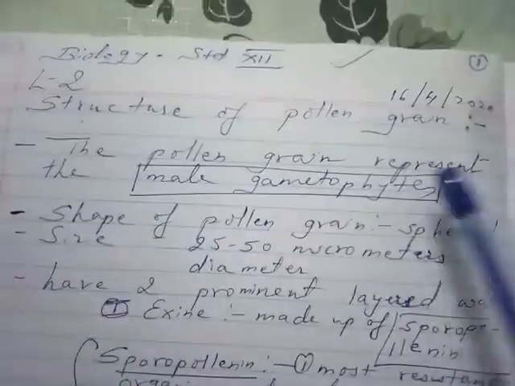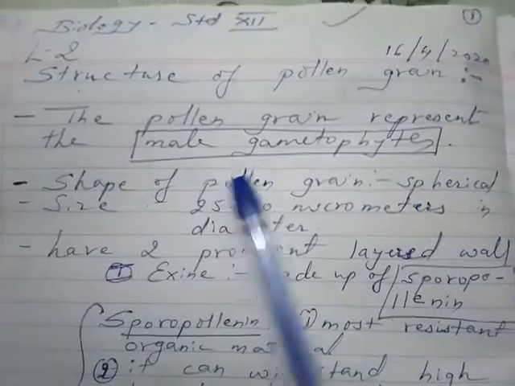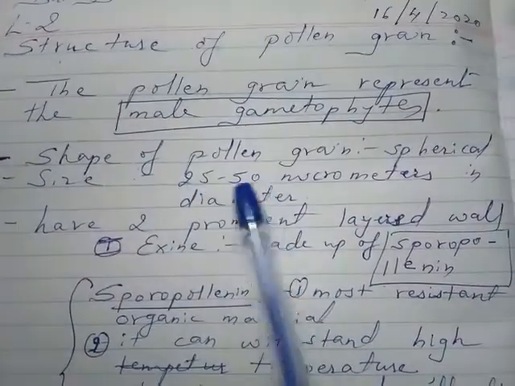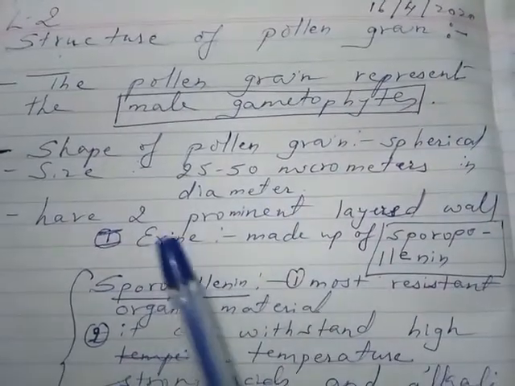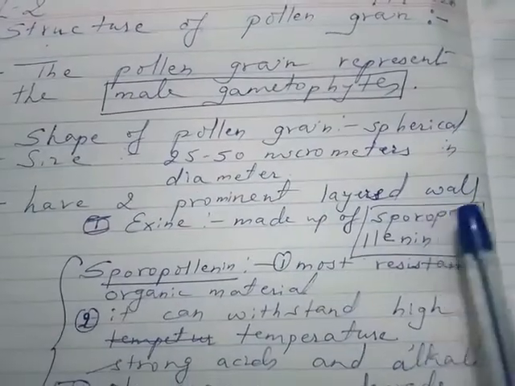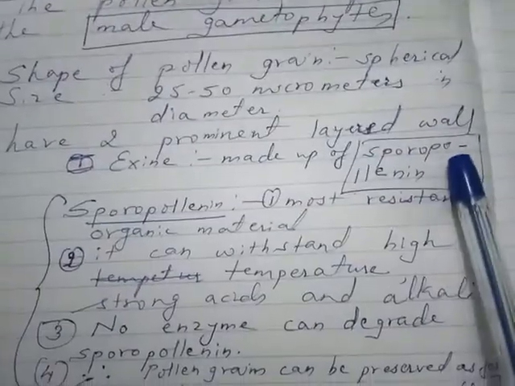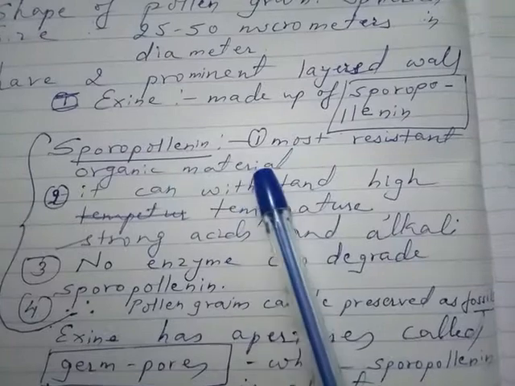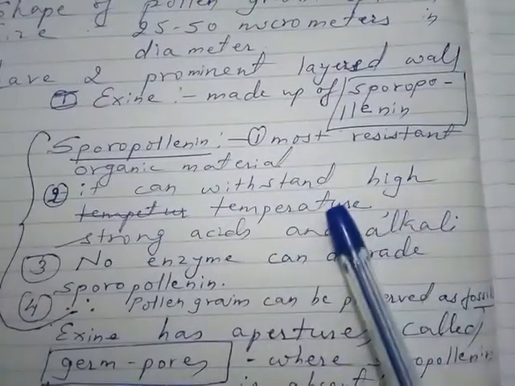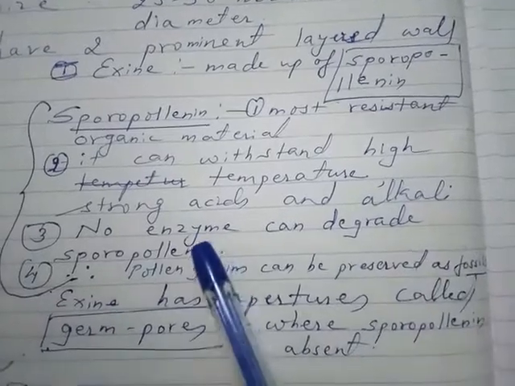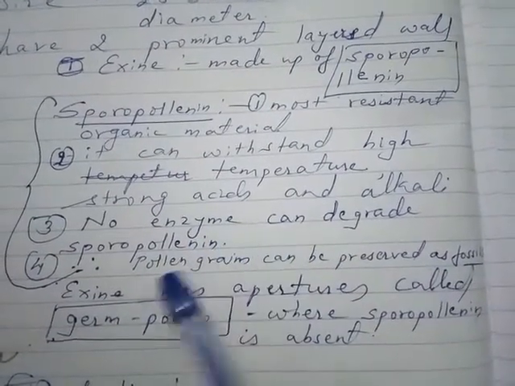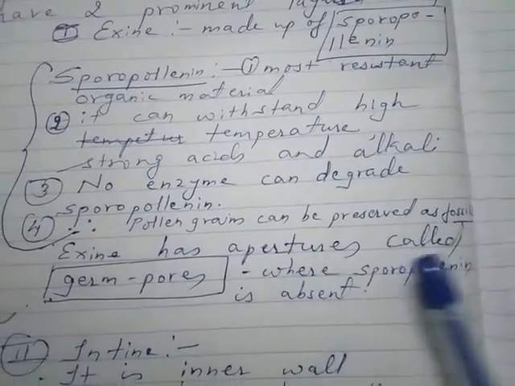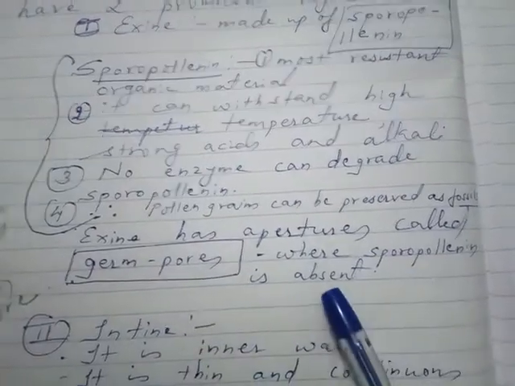Then the structure of the pollen grain. The pollen grain represents the male gametophyte. The shape of the pollen grain is spherical, while its size is 25 to 50 micrometers in diameter. It has two prominent layers. The outer one is called the exine, which is made up of sporopollenin. Sporopollenin is the most resistant organic material. It can withstand high temperature, strong acid and alkali. No enzyme can degrade sporopollenin. Therefore, pollen grains can be preserved as fossils. Exine has apertures called germ pores, where sporopollenin is absent.